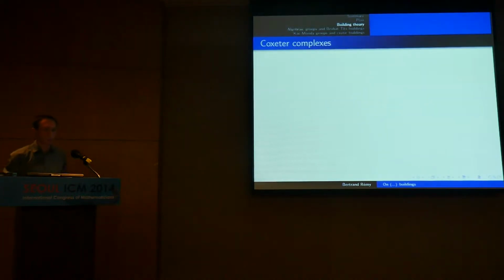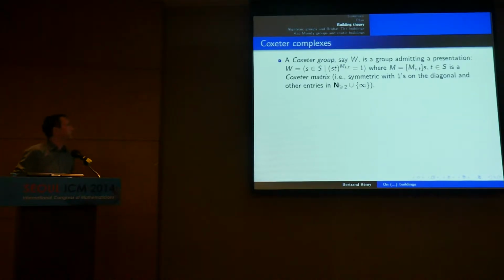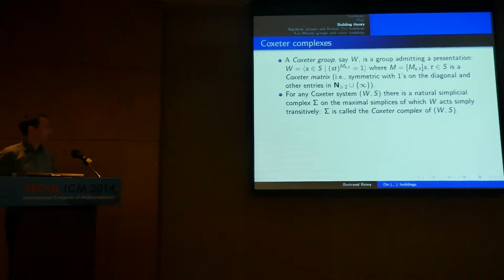Okay, buildings. Buildings are cell complexes, which by definition will be unions of slices, which will be called apartments. So the first thing I will do is to define these slices, and these slices are modeled on Coxeter complexes. To fix notation, I recall that the presentation of a Coxeter group prescribes the order of products of canonical generators. This presentation is simply encoded by a symmetric matrix.